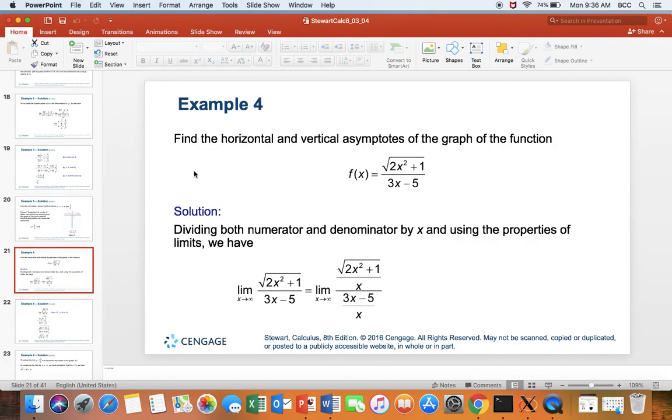Okay. Example 4. How do we find the limit of this? Okay. The question now is horizontal and vertical asymptotes. Okay, so these are two different features. Okay. First, let's worry about limits to the infinities. Divide by the highest power of x in the denominator, which is x. So you divide the numerator by x, divide the denominator by x. Okay.